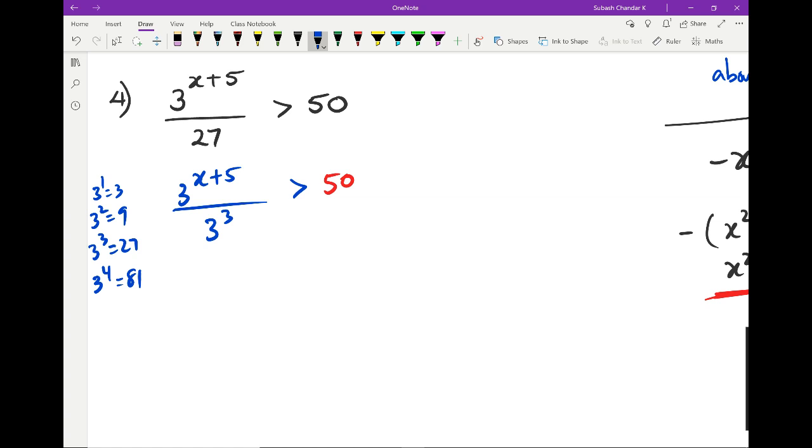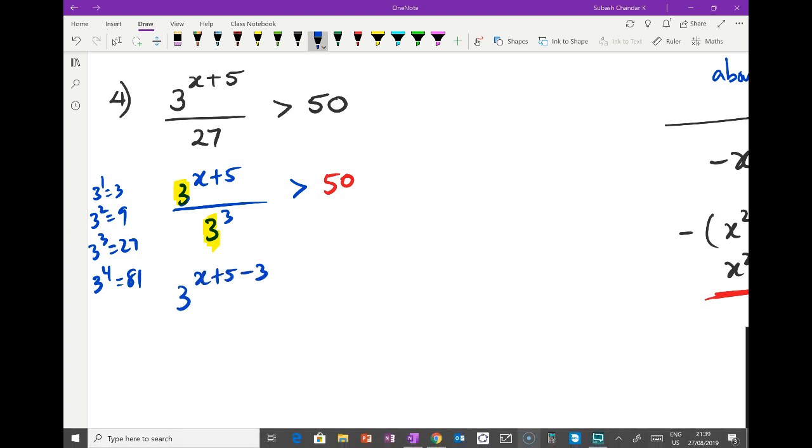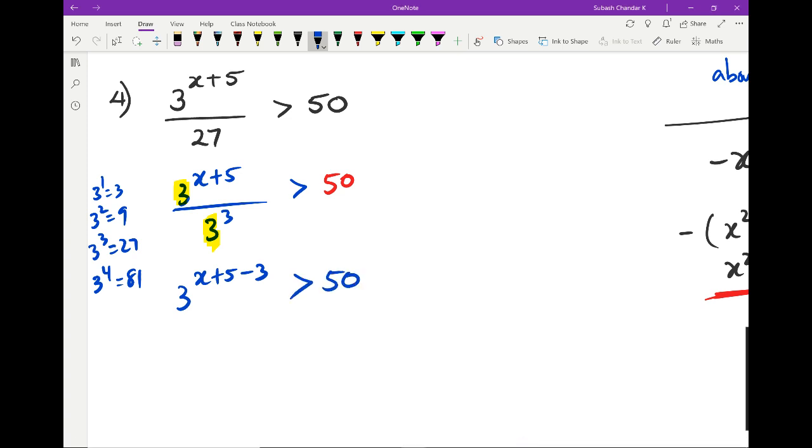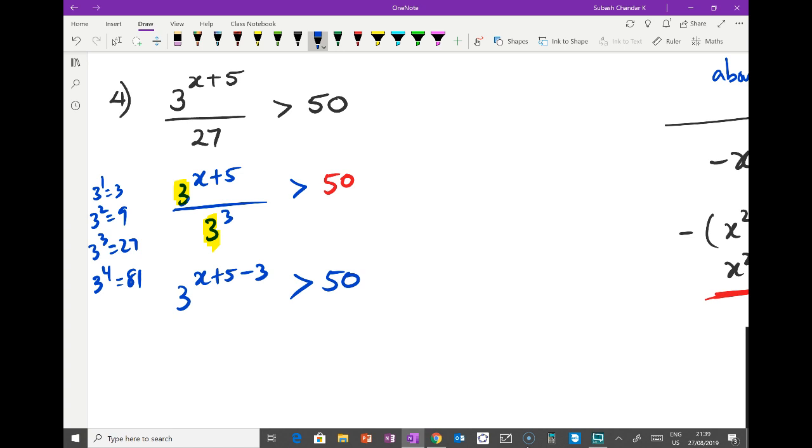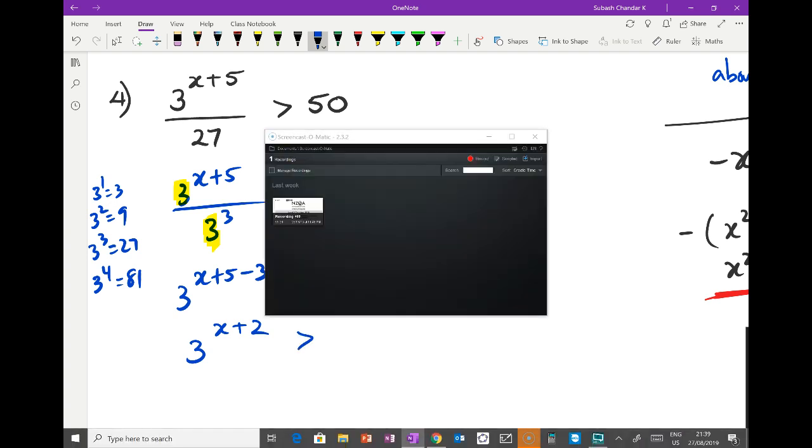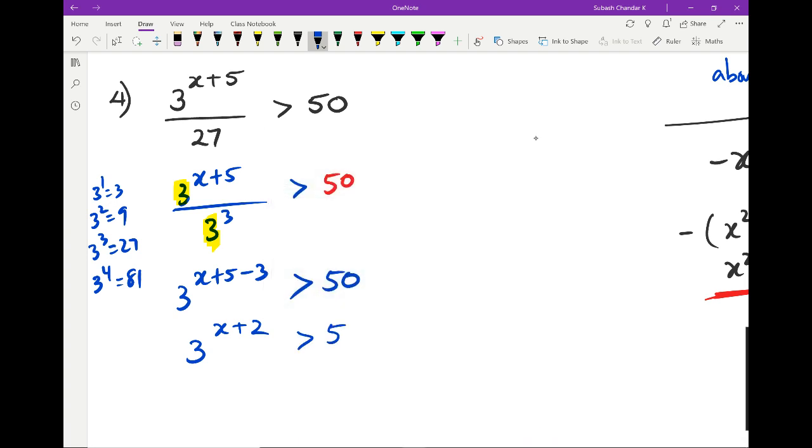Because the two bases are the same, I can rewrite this as 3 to the power of x plus 5 minus 3, because remember, when you divide with the same base, you subtract the powers, and then that's greater than 50. So at this point, I can rewrite this as 3 to the power of x plus 5 minus 3, which is 2, greater than 50.